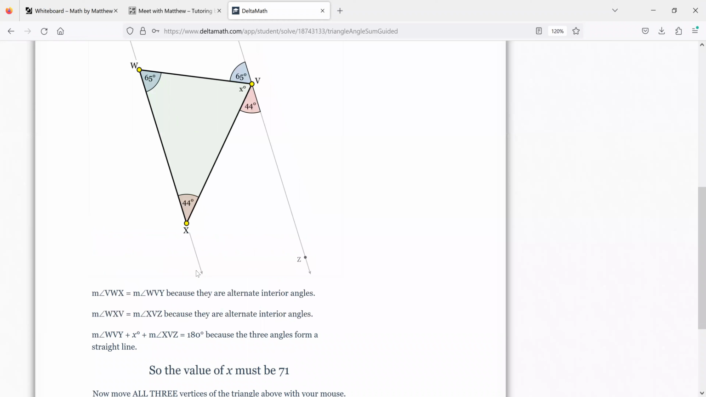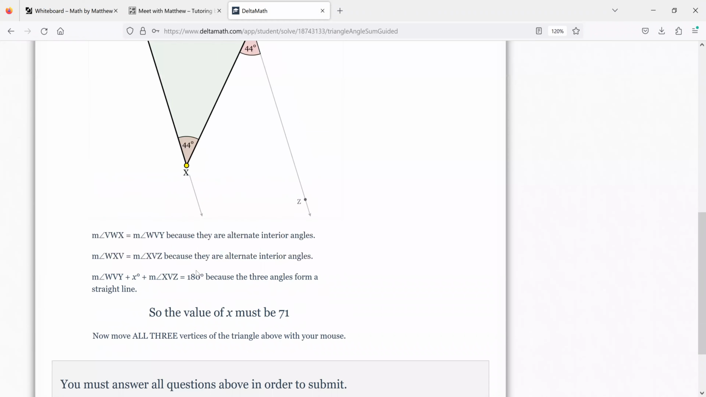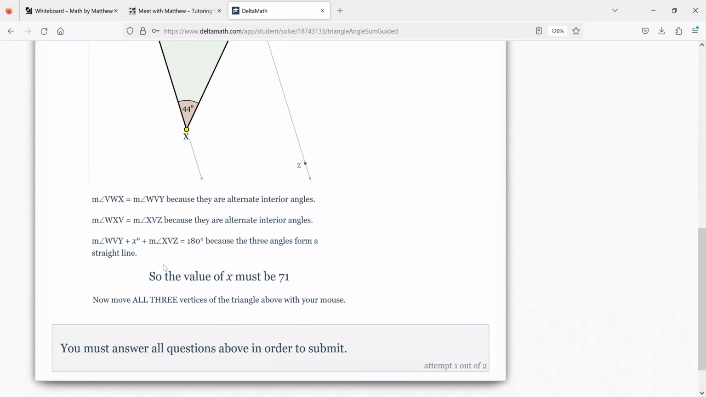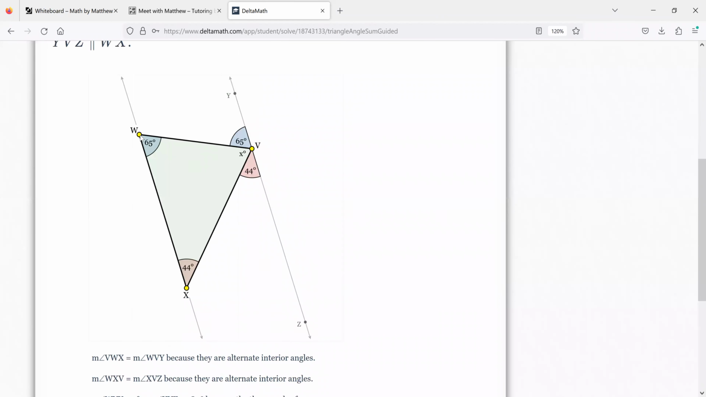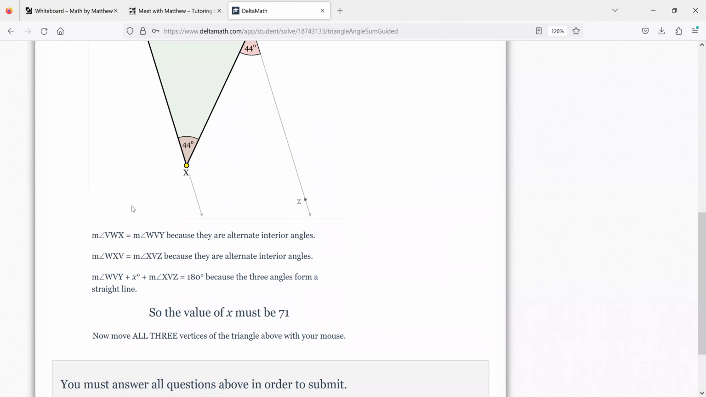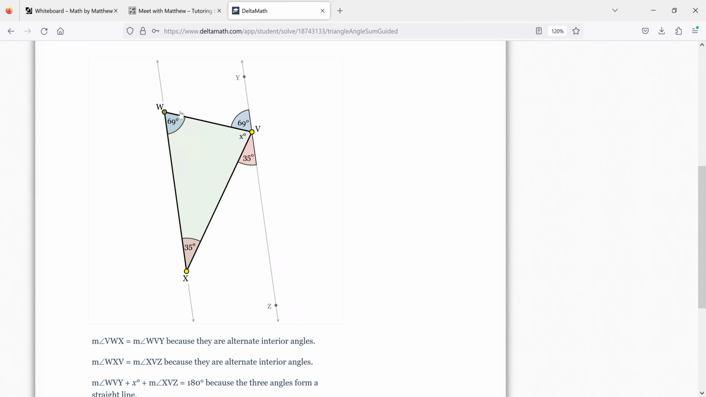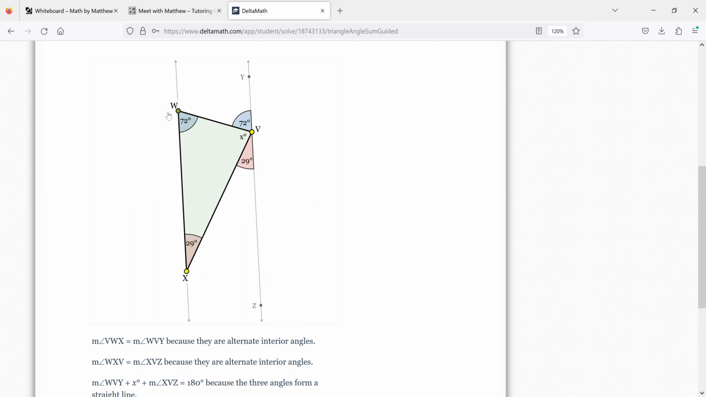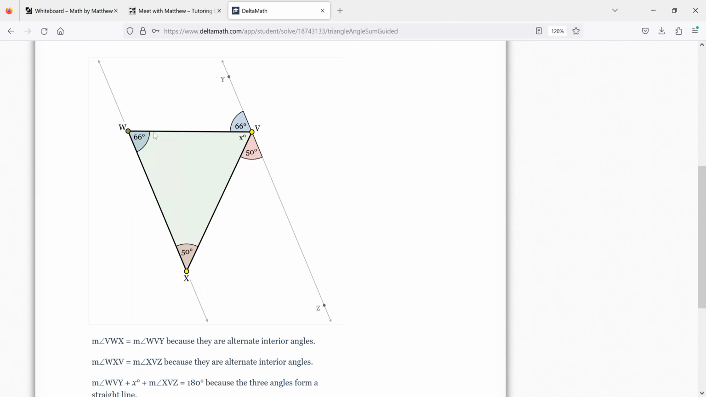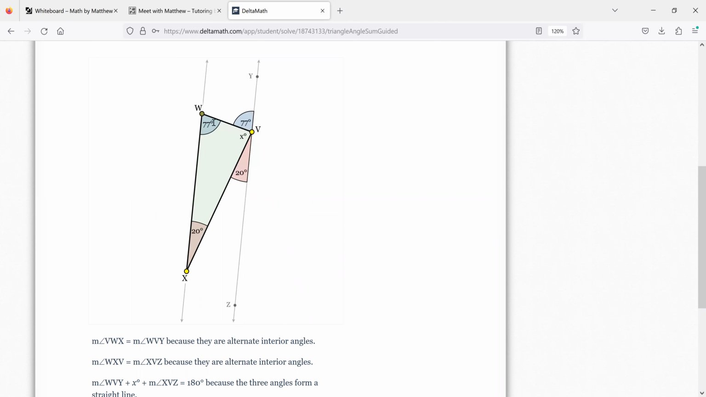Okay. Now move all three vertices of the triangle above with your mouse. I really don't understand what I'm, okay. So they're trying to show you how the angles are changing. See how they were 66 and 66, and now they're 77 and 77. I guess they're just trying to get you to see that these relationships hold.